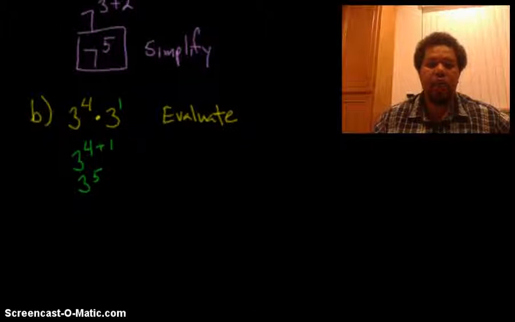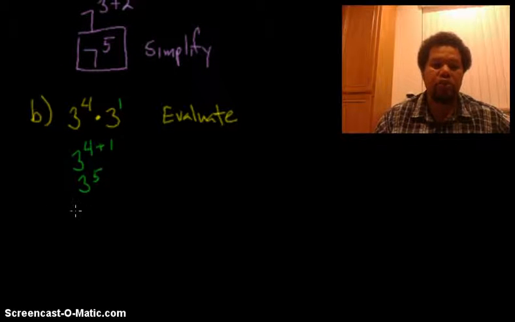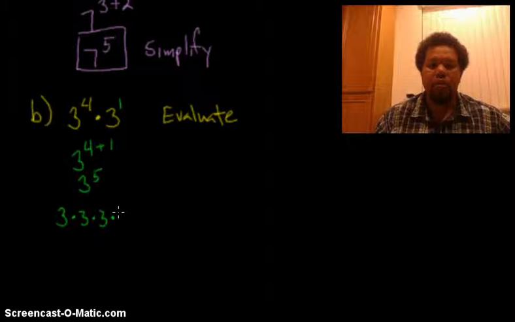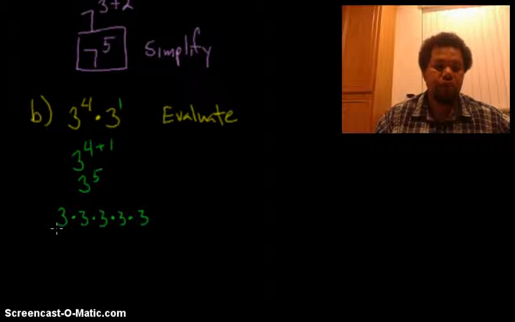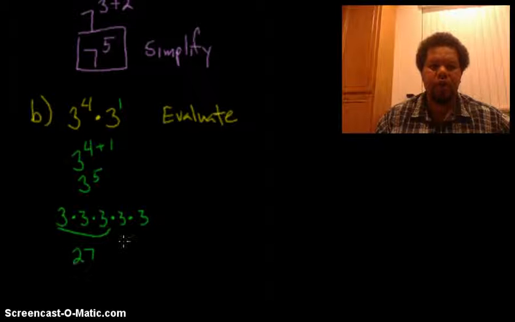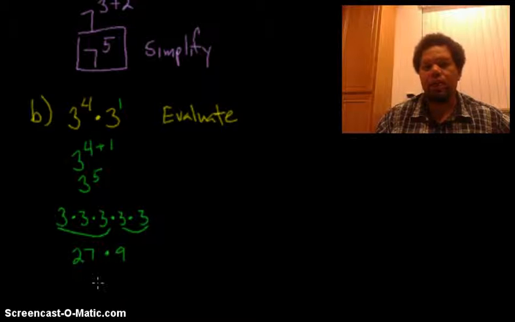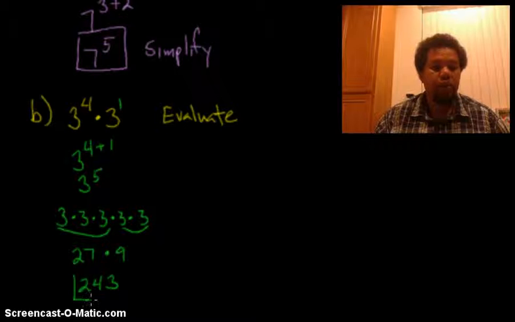So this would be the simplified part, but we want to evaluate it. So evaluating it means actually finding the answer or the value. So we're going to go 3 times 3 times 3 times 3 times 3. So we have to actually do the multiplication. Okay, so I already know that 3 times 3 times 3 is 27, and I know that 3 times 3 is 9. So I'm going to multiply 27 times 9, which gives me 243.